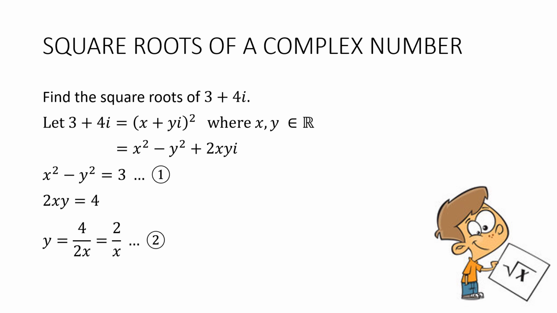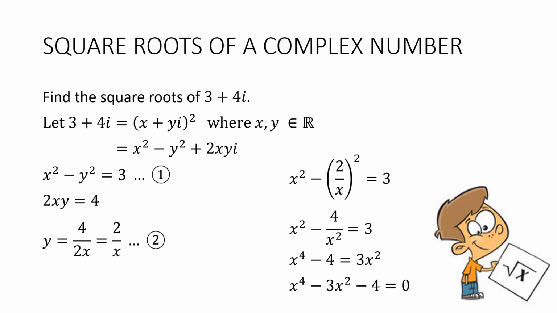And rearranging that, we get y is equal to 2 over x. That's our second equation. Now we're going to substitute this into this. And expanding and multiplying everything by x squared, I have a quartic equation. x to the power of 4 minus 3x squared minus 4 equals 0.